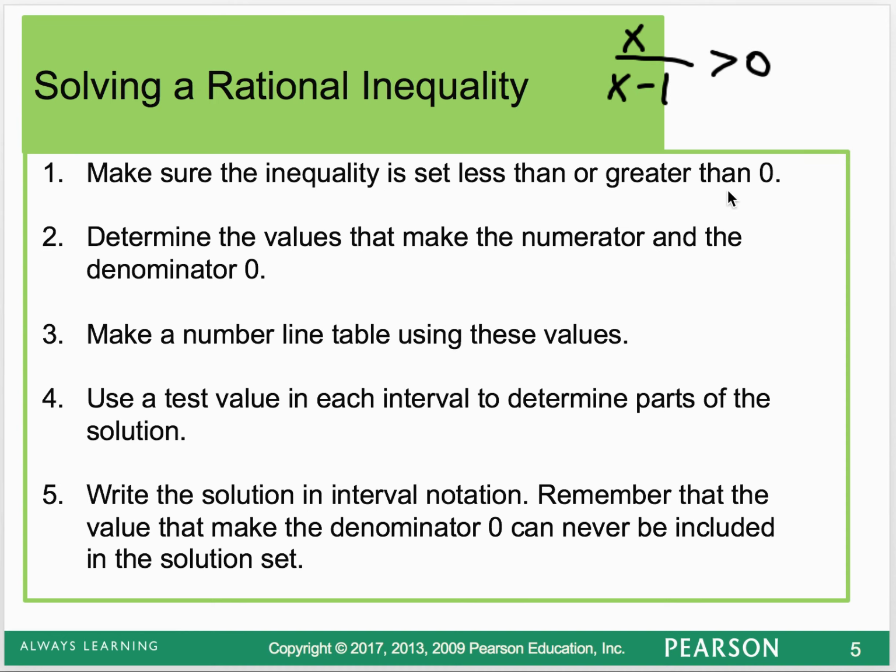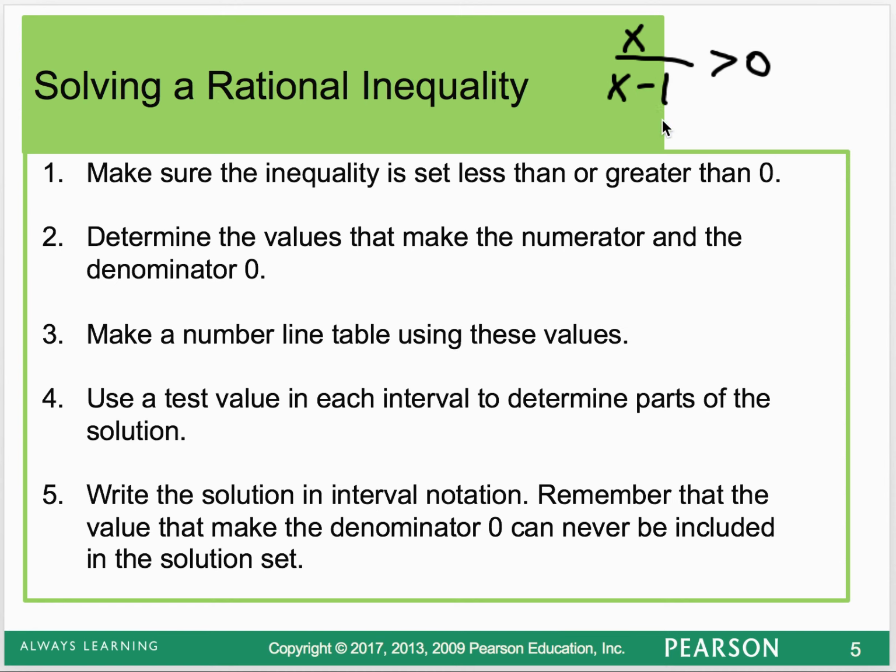Same thing as before: it's got to be set to 0, because just knowing a number is less than 4 doesn't tell me if it's positive or negative. So it doesn't help me. It's got to be set to 0 to begin with.